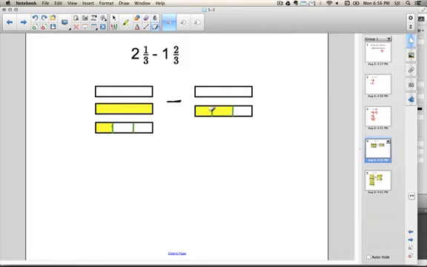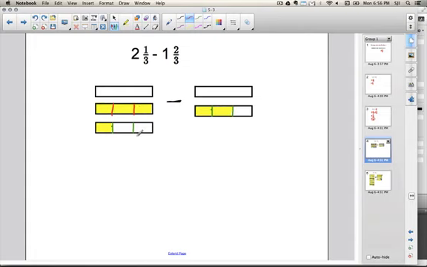They're gone. But here, I can't just take 2/3 away from here because this is one whole rectangle. So what you have to do is borrow. I have to take this rectangle up here and cut it into thirds so that I can take 2/3 of it away.